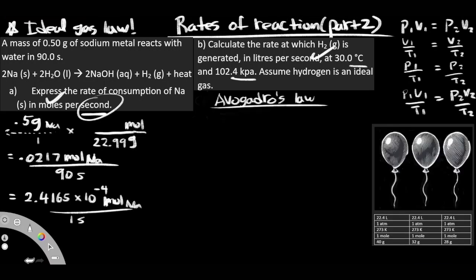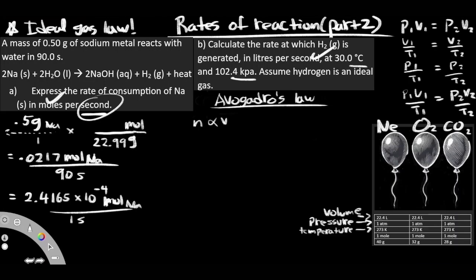Now here we have Avogadro's law, and it's going to state that the moles is actually going to be proportional to the amount of volume. Okay, why is this the case? Well, let's have a look at the picture on the side. As we can see here, we have a certain amount of volume, 22.4, 22.4, 22.4. They're all 22.4, as long as the volume remains constant, and same thing with the pressure, and same thing with the temperature, guess what?